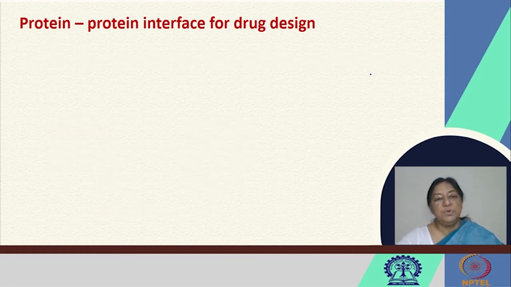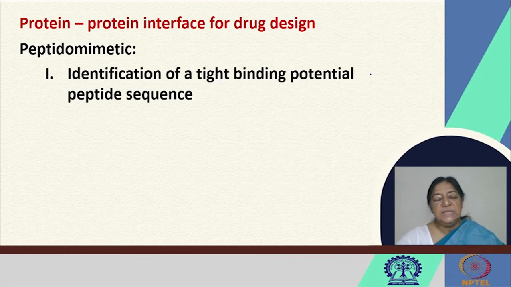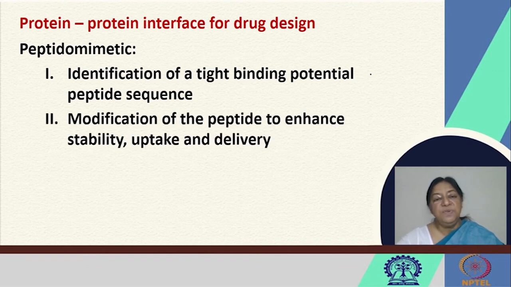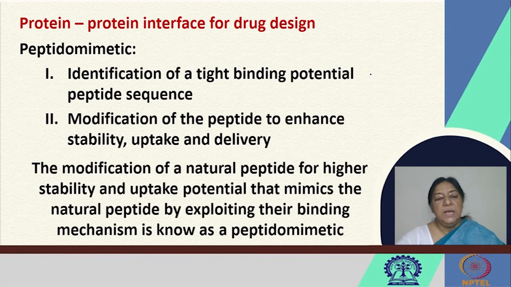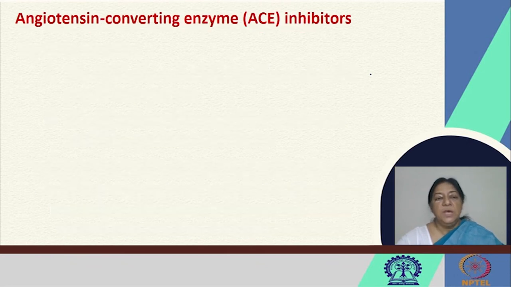So when we look at the protein-protein interface for drug design, we have what are called peptidomimetic structures. This identifies a tight binding potential peptide sequence. Then there is modification of the specific peptide sequence to enhance stability, uptake, and delivery. The modification of a natural peptide in many cases for higher stability and uptake potential that actually mimics the natural peptide by exploiting the binding mechanism is known as a peptidomimetic because it is mimicking the peptide structure. It is mimicking the activity that the peptide was designed to do. We will look at a specific example to understand this concept.